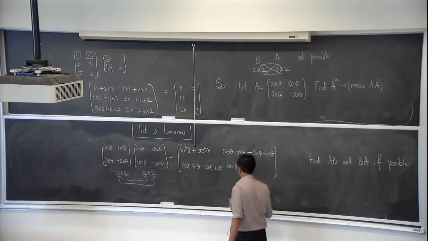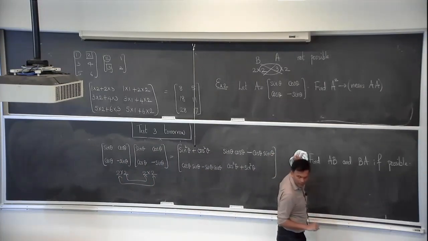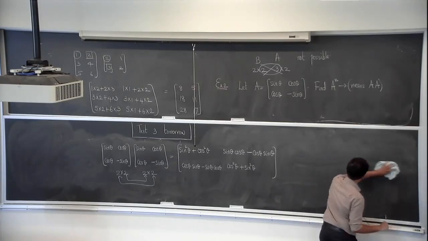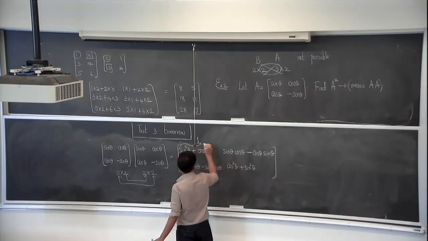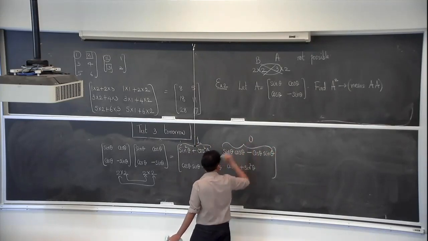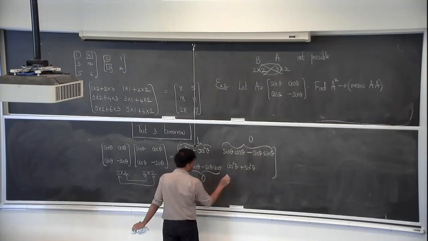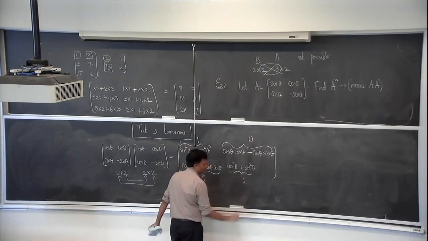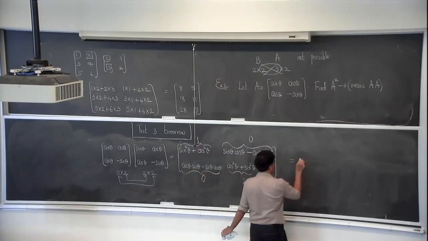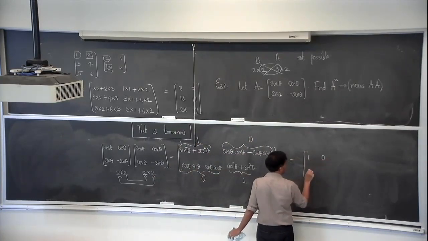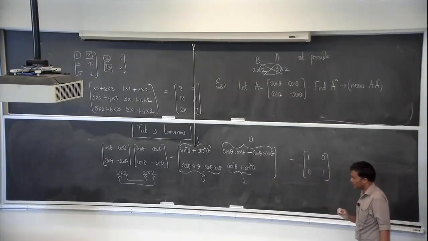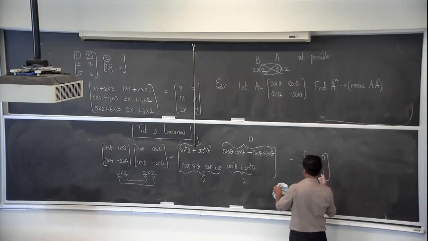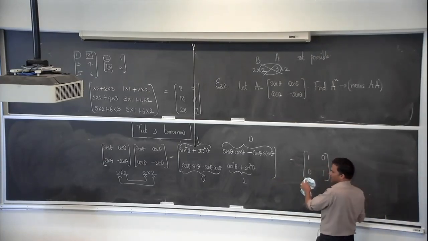Let me check your memory. What is sine square theta plus cosine square theta? 1. That's good. That's a 1. This one I'm not going to ask you. It's 0. And this is also 1. Have you seen this matrix before? I told you that it was an important matrix. It's called the identity matrix because it kind of preserves the identity of whatever you're doing.